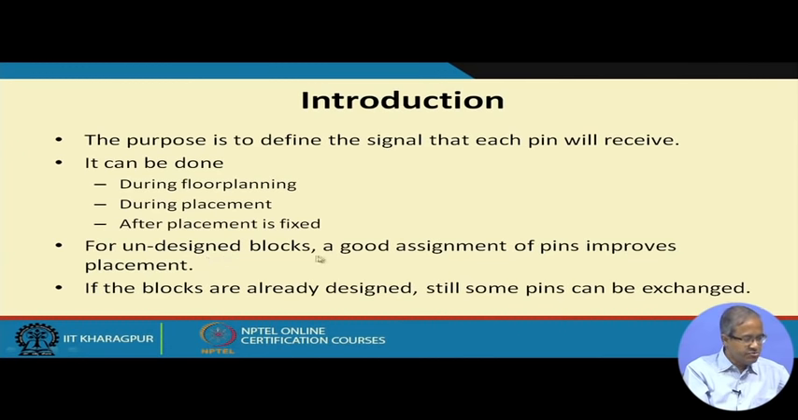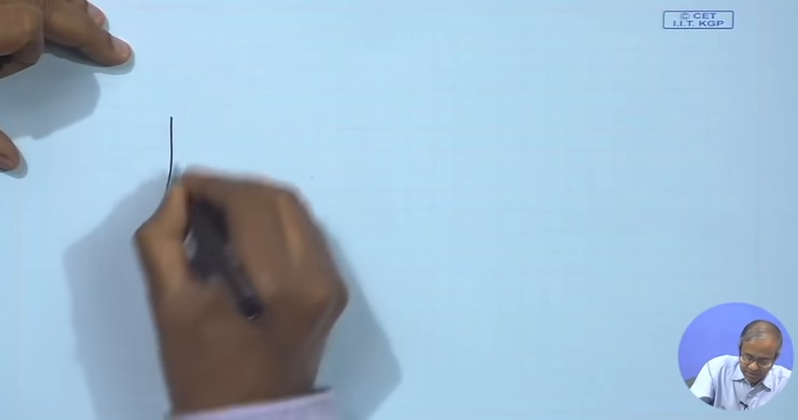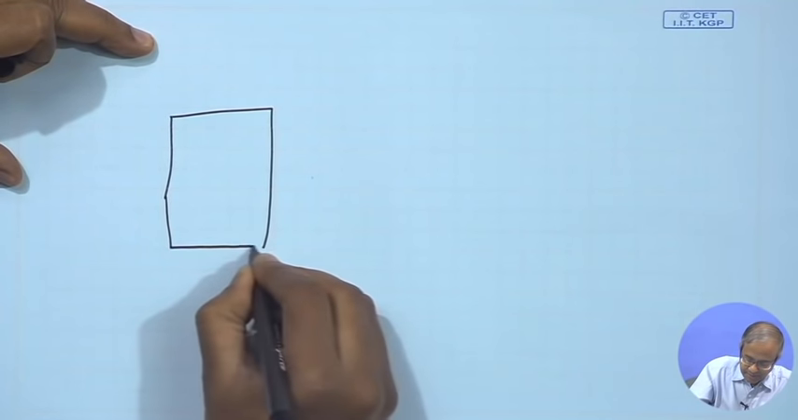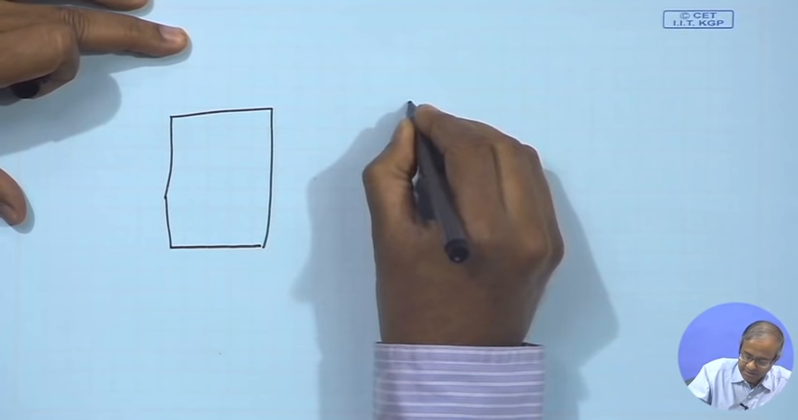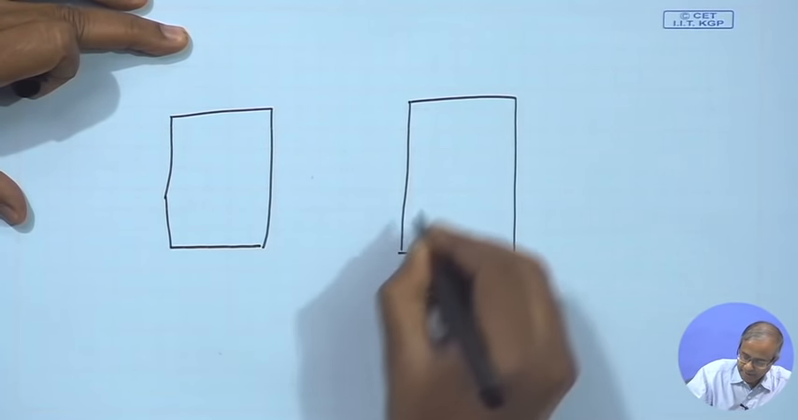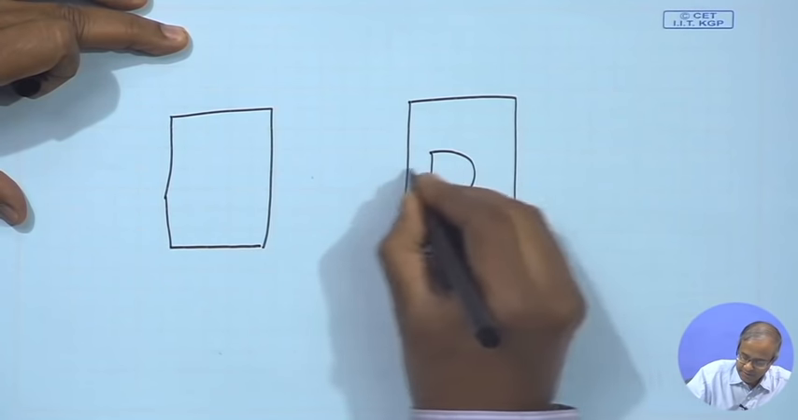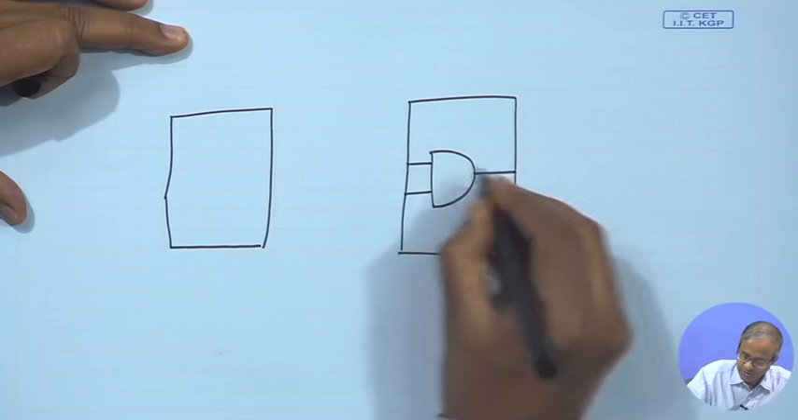This is something which we just now said. For blocks which are not yet designed, a good assignment of pins can improve not only the placement, but also the interconnection, the routing. But also for the blocks which are already designed, there is some scope for pin assignment. Let us take another example. Suppose I have a block like this and I have another block like this. Let us say this block is just a 2 input gate. There are 2 inputs and 1 output.